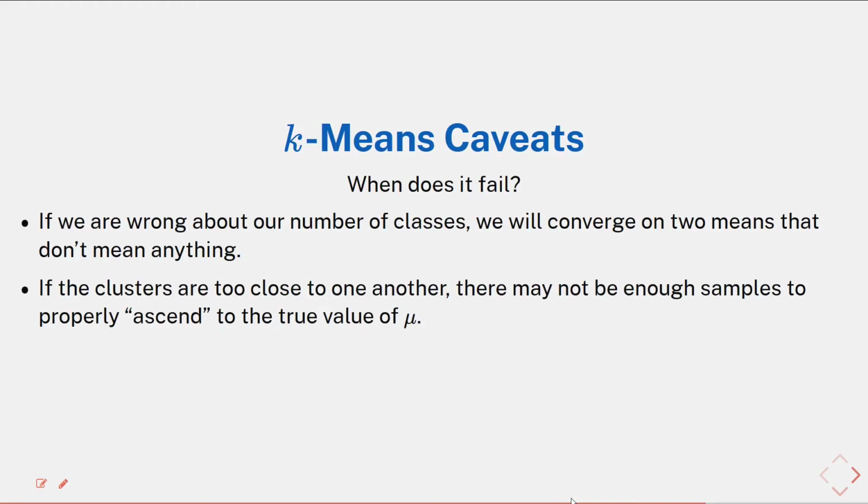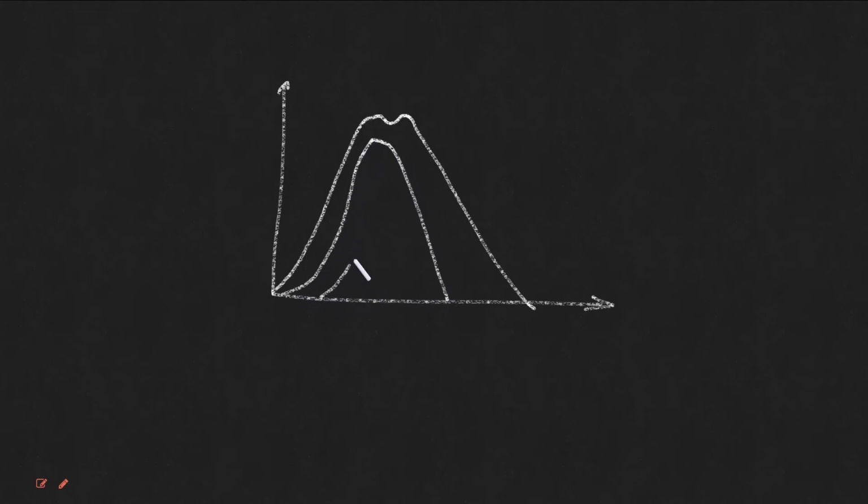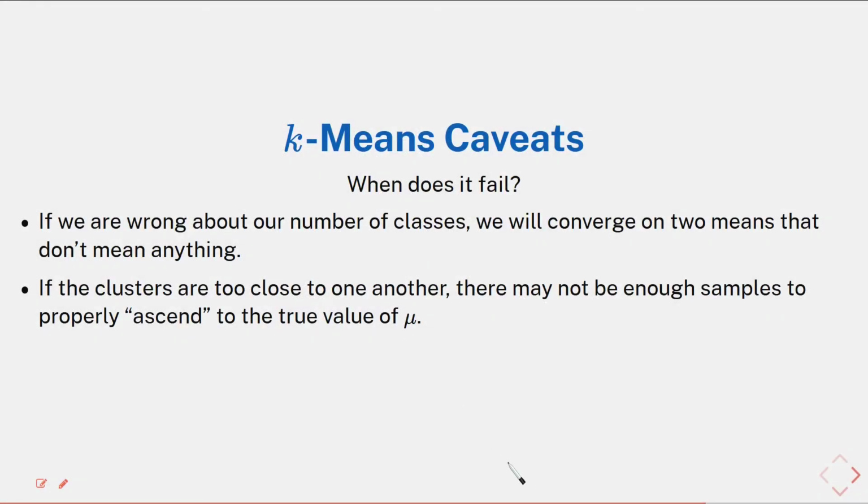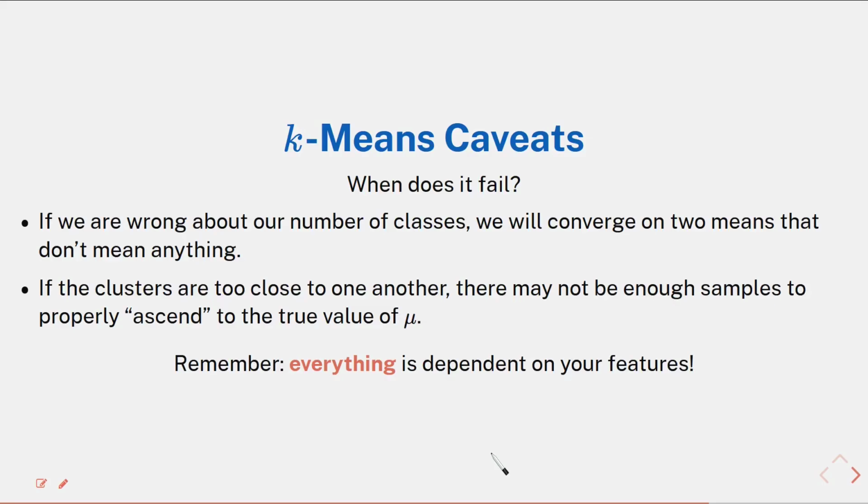If the clusters are too close to one another, then there may not be enough samples to properly ascend to the true value of the mean value. So if you have two, let me just draw this out. Let's say that your observed density looks like this, because cluster 1 is like this, and cluster 2 is like this. You may not have enough samples to actually figure out the difference between these two means. Okay? And if that's the case, then you're going to have a hard time arriving at mu1 and mu2 using that method. Remember that everything is dependent on your features. So if you're having a hard time converging, it's possible that you're looking at a bad set of features for your chosen classes.